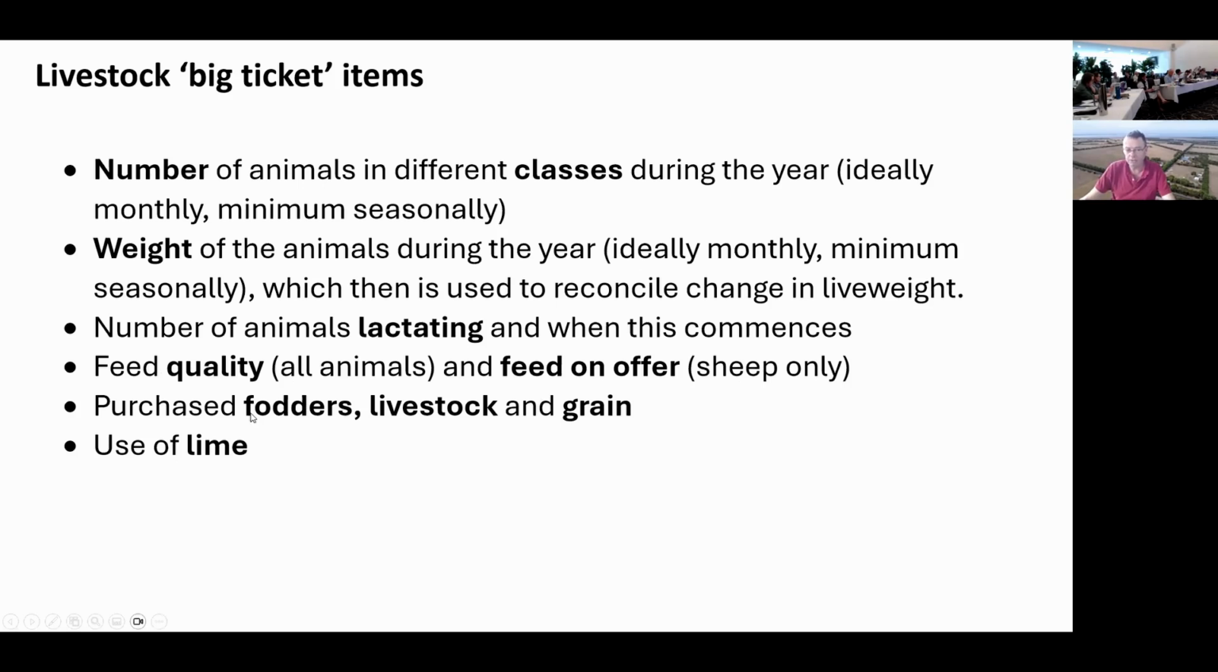Another big ticket item is the purchase of fodder, livestock and grain. They have a big implication in the livestock calculator. And the final one is the use of lime, because that again has a big impact, which I'll drill into in a little while. Probably notice things like chemical, electricity aren't on there.